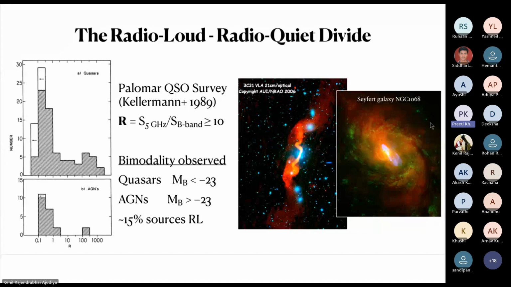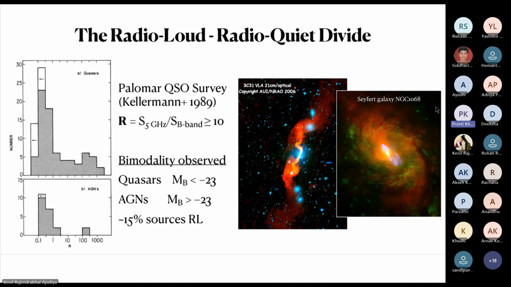And the red emission that you see is the X-ray emission from the hot gas. And the pink emission that you see is the radio emission. So the radio emission is very, very small compared to the host galaxy itself. And so now we understand these two types of sources as a radio loud object on the left and a radio quiet object on the right.